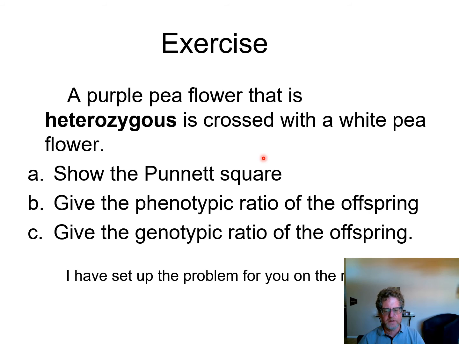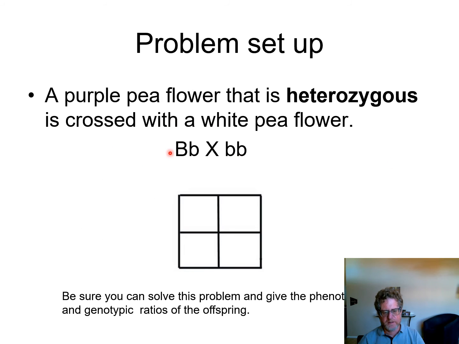All right, so here's one for you to do. Cross a purple pea flower that is heterozygous with the white pea flower. To get you started, what you're doing is big B, little b by little b, little b. And then after you've done it, give me the phenotypic ratio and the genotypic ratio. I'll have you do this on the homework.